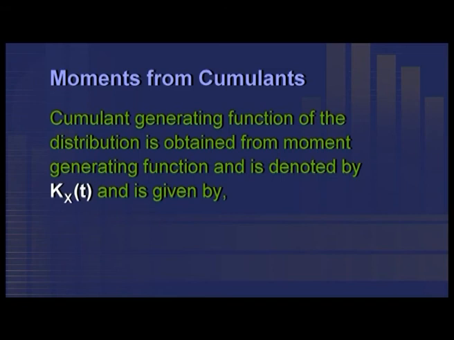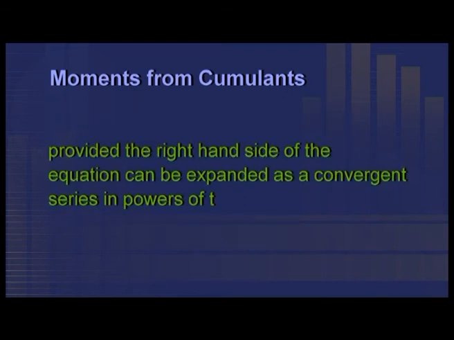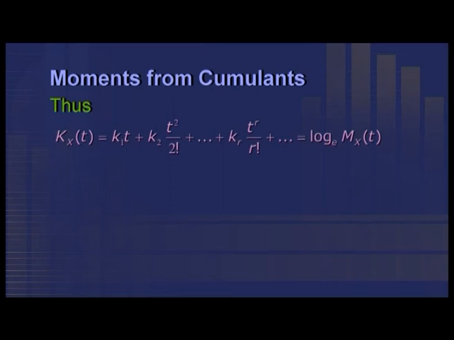The cumulant generating function of the distribution is obtained from the moment generating function and is denoted by Kx(t). It is given by Kx(t) is equal to log Mx(t) to the base e, provided the right hand side of the equation can be expanded as a convergent series in powers of t. Thus, Kx(t) is equal to k1 t plus k2 t squared divided by 2 factorial, and so on, till plus kr t to the power r divided by r factorial, plus and so on, is equal to log Mx(t) to the base e.